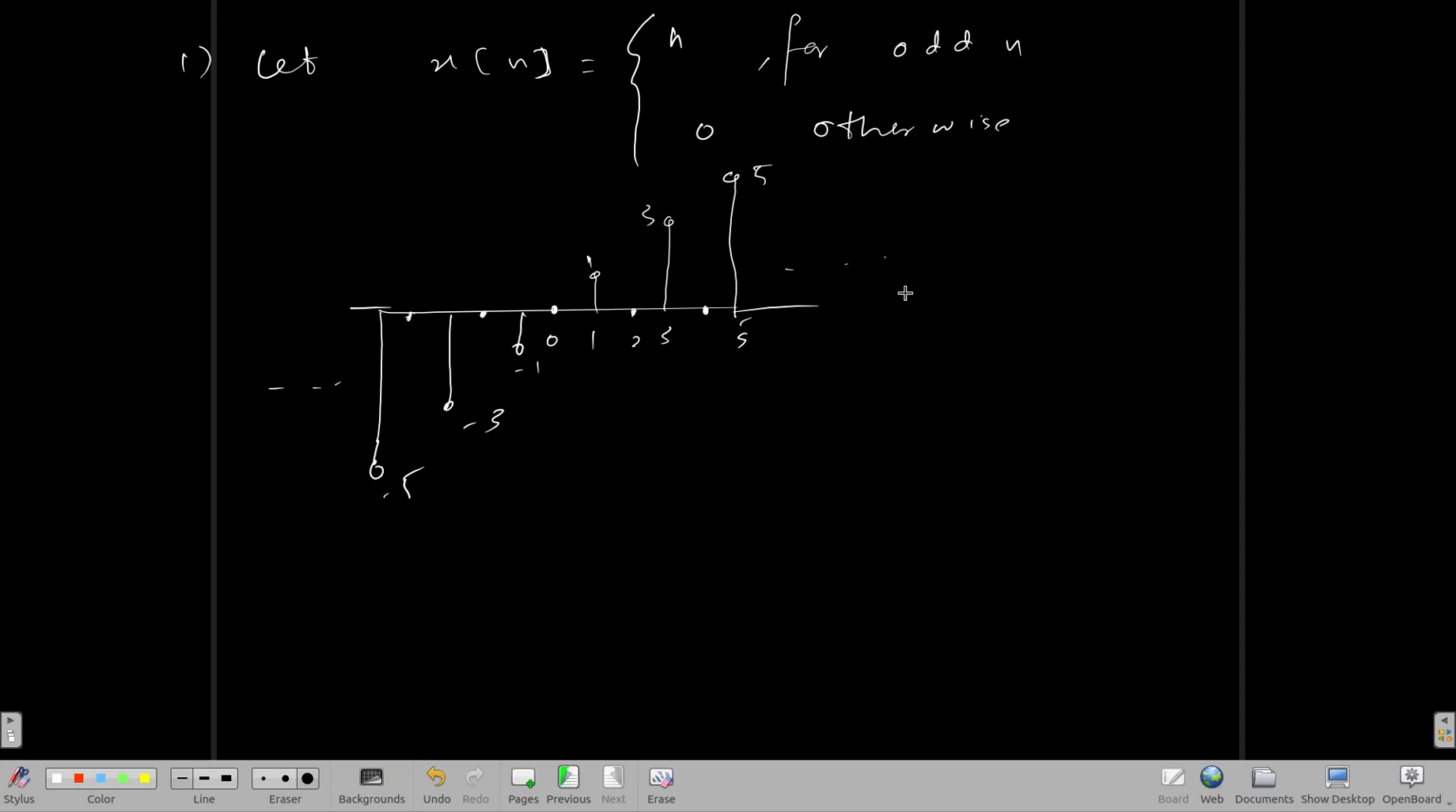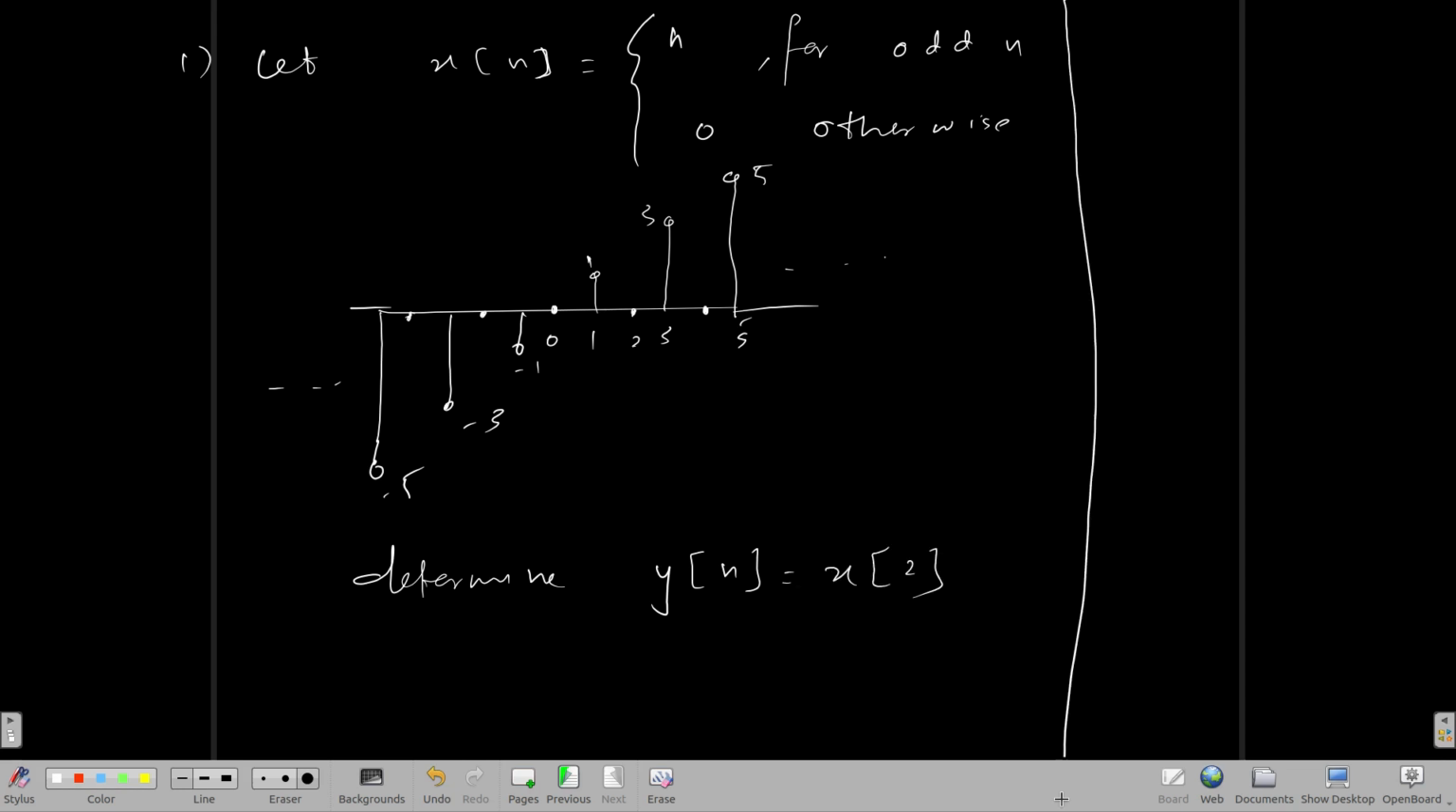So the question is, determine, actually this is not given in the question, I was just writing it out. Determine y of n is equal to x of 2n. Okay, I'm just writing the answer here itself.